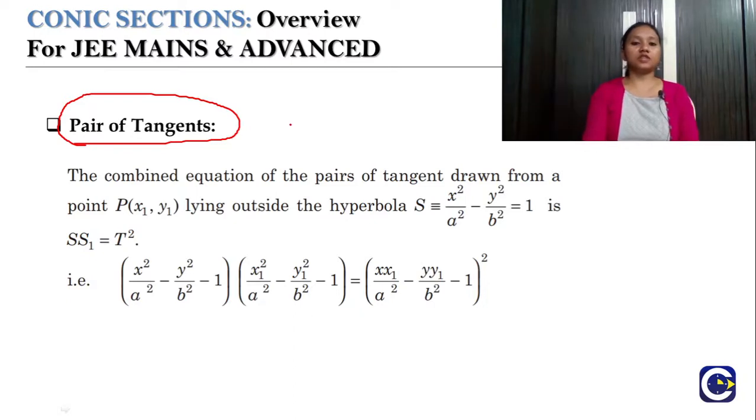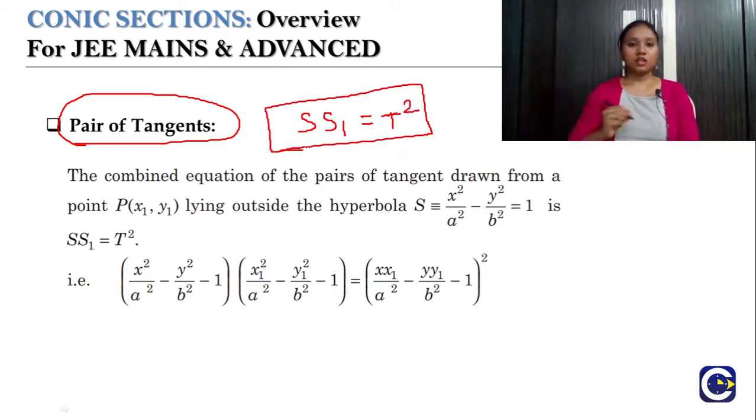So the condition for this is SS1 is equal to T square. My condition for the pair of tangents in order to write the combined equation is SS1 is equal to T square. You are familiar with S, that is the equation of the hyperbola. S1 is the equation of the hyperbola after substituting the point x1 comma y1 inside the equation, and T square, where T is nothing but the equation of the tangent, and that's the whole square. So this is the condition in order to write the combined equation of the pair of tangents, that is SS1 is equal to T square.